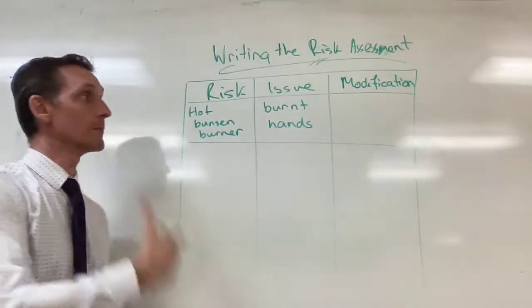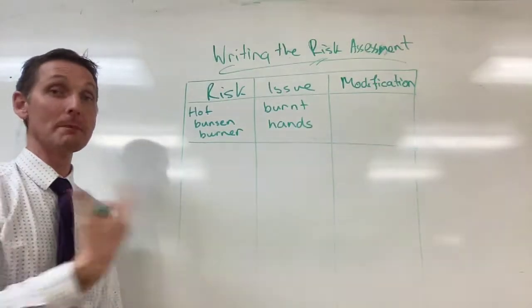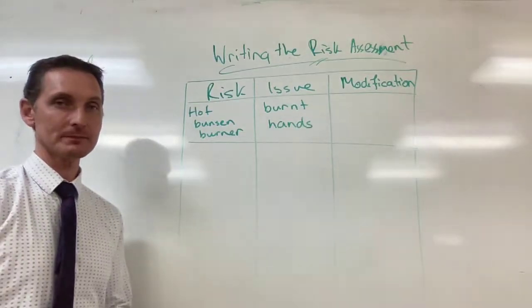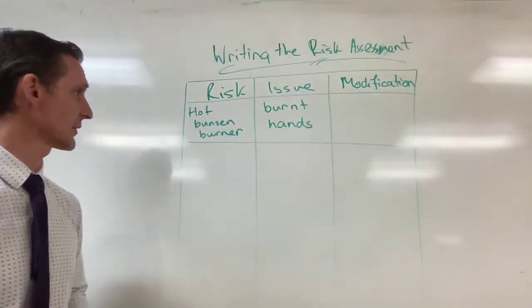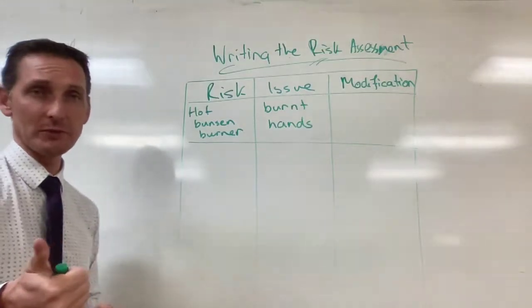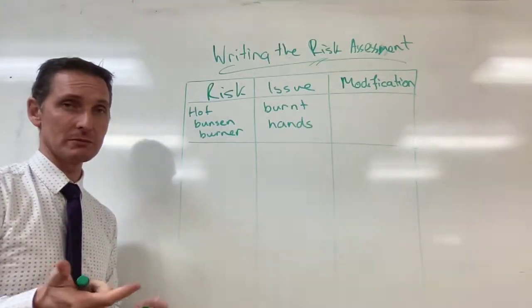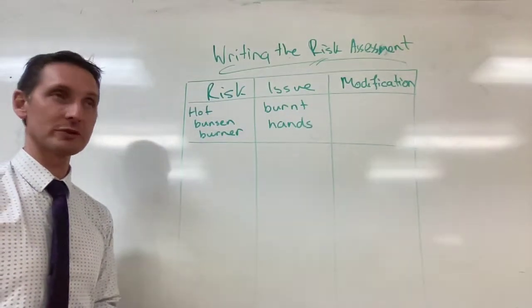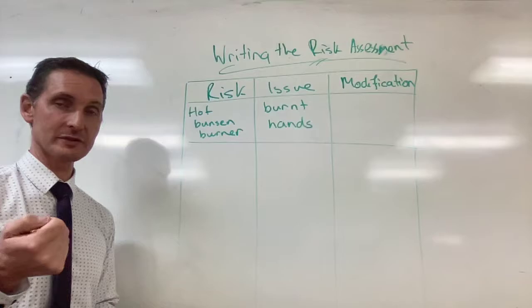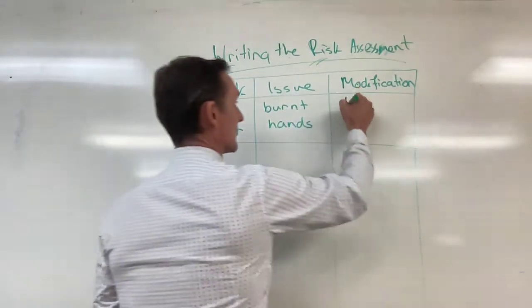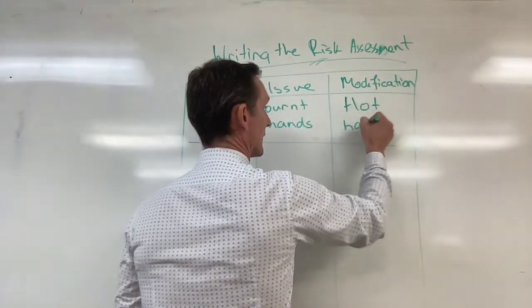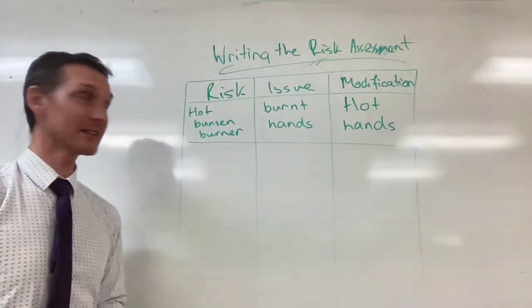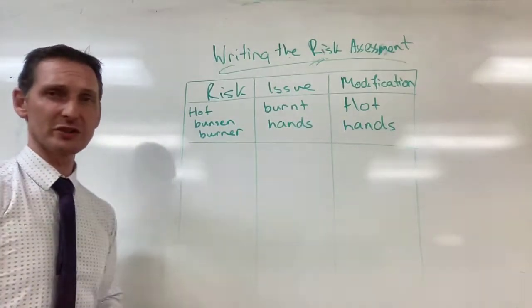The way to remove or mitigate that risk is through some type of modification. For this hot Bunsen burner, it's nice and easy. You either don't move it and you find a different way to maneuver something else and not a hot item, or you might want to find some tongs or some hot hands, which are some rubber gloves that we have in the science lab. So it's very short and sharp.